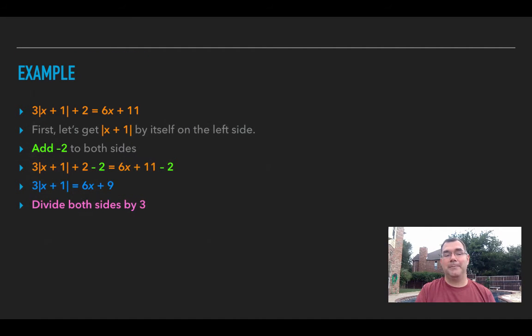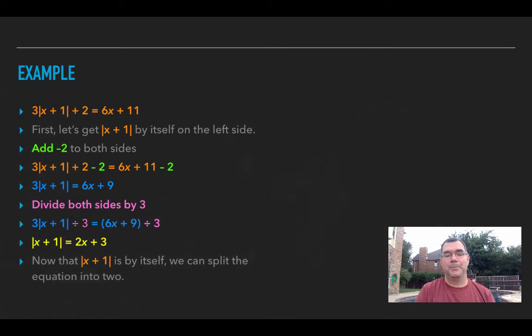Dividing by 3 on the left gets rid of that multiplier of 3, and on the right it gives me 2x plus 3. Because 6x divided by 3 is 2x, and 9 divided by 3 is 3. So I have to divide everything by 3. So now I've got the absolute value of x plus 1 by itself.